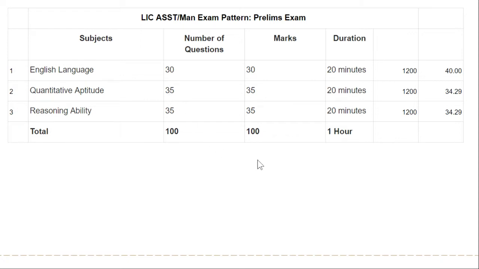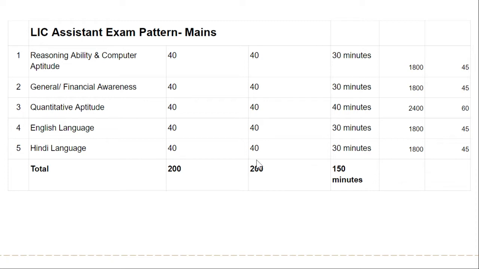Okay, so coming to the next topic, the mains syllabus. It is the same: we have reasoning, QT and English. In this, general and financial awareness is there, and Hindi language is there, which are additional. For reasoning we have 30 minutes, that is 45 seconds per question, and for financial awareness about 30 minutes, that is 45 seconds for each question to answer. For QT, there are 60 seconds for answering each question. English is 45 seconds. The same for Hindi language, 45 seconds. So you have to plan accordingly.